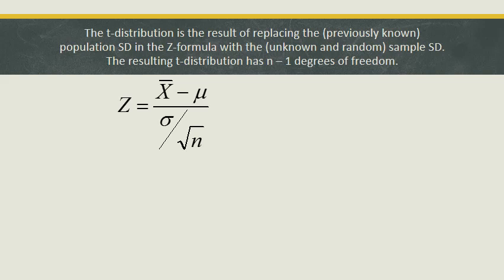Okay, to get the T distribution, we begin with our Z formula. In the last video, we assumed that we knew the population SD. But we're not going to assume that in this video, and this is a far more realistic situation. All we have to do is replace the population SD sigma with the sample SD S. Making that substitution changes the distribution from Z to T. And specifically, we get a T distribution with n-1 degrees of freedom.